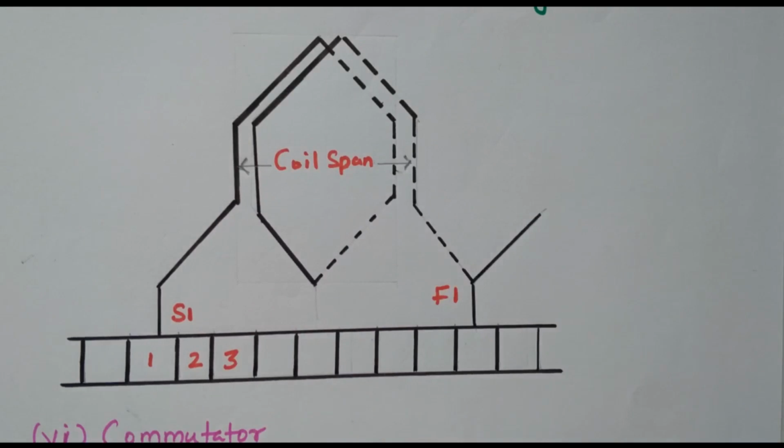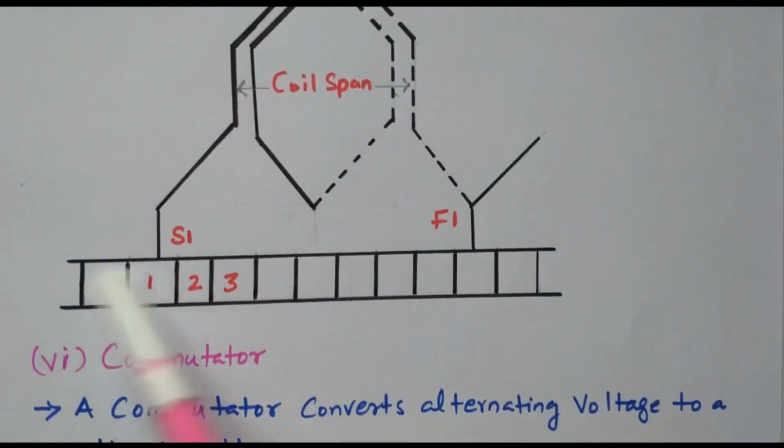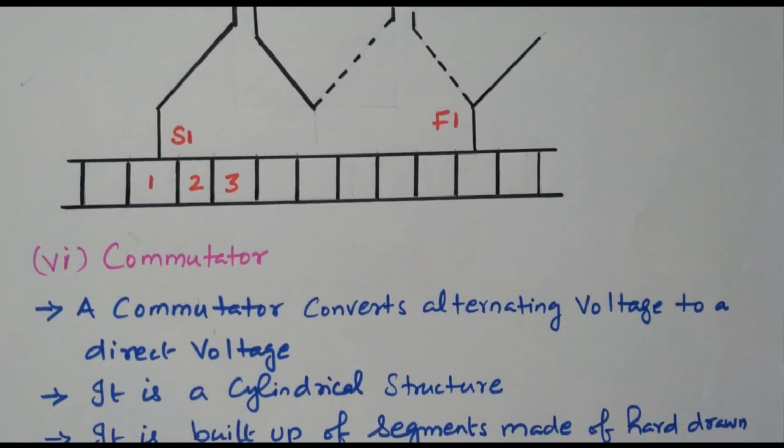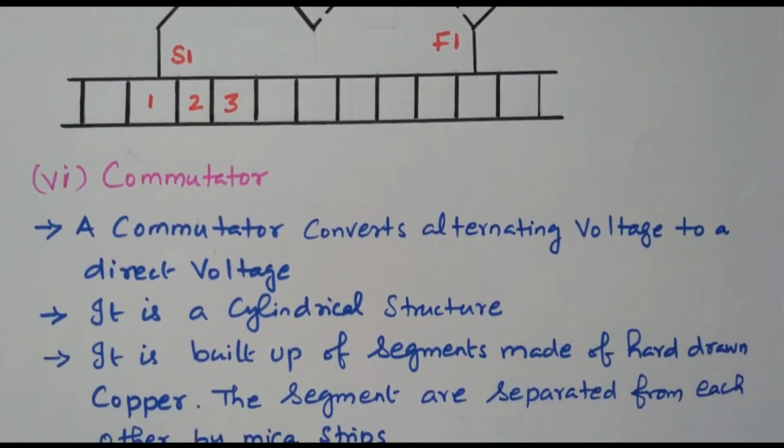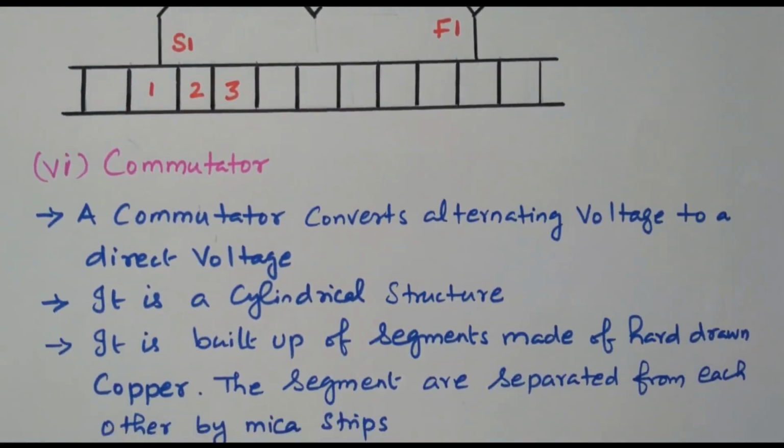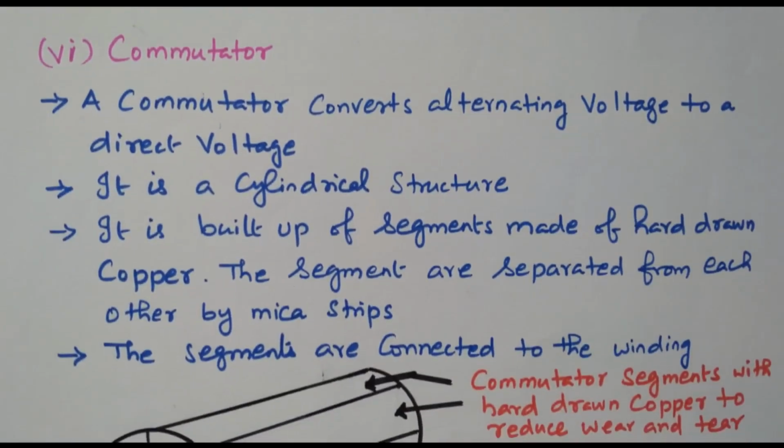Now we'll go to the next one, the commutator. How does this commutator collect the current or supply the current to the armature winding? A commutator converts alternating voltage into direct voltage. It is a cylindrical structure. It is built of segments made of hard drawn copper.